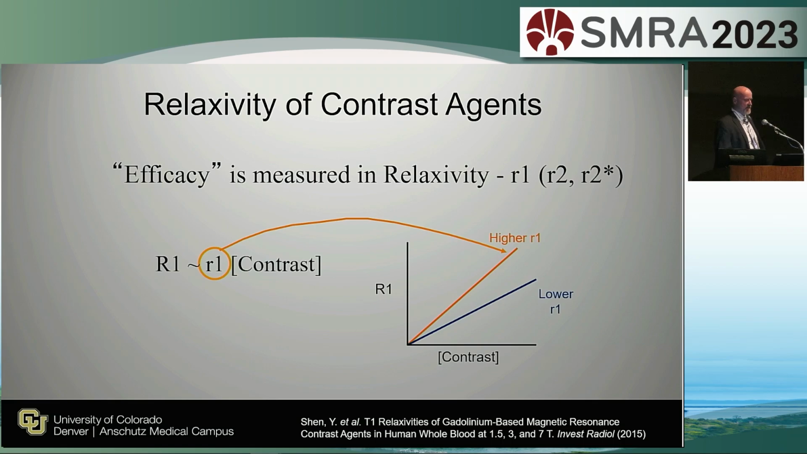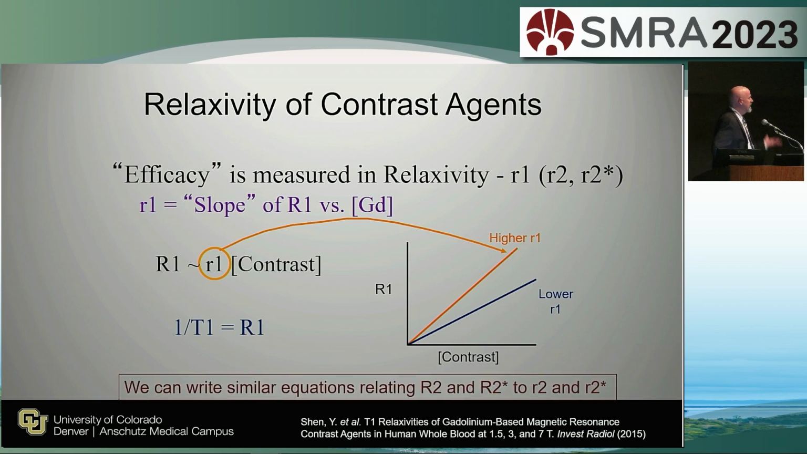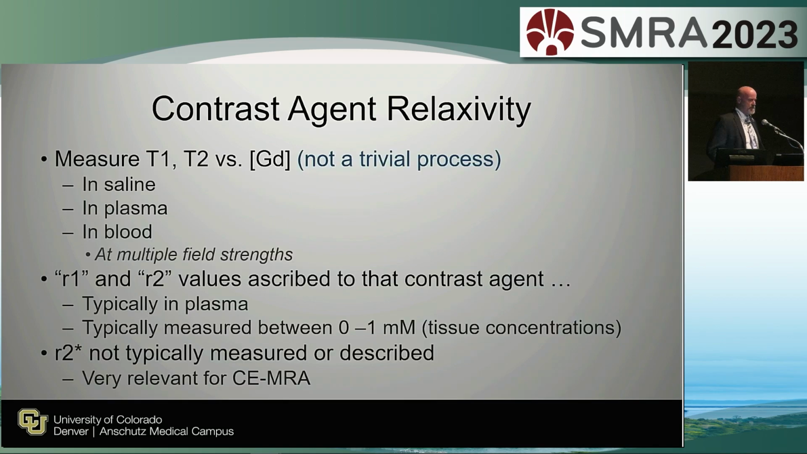And it is defined as little r1, which you can think of as being the slope of the curve, which is looking at big R1, which is, of course, 1 over T1 versus the contrast concentration. So the higher the little r1, the more T1 shortening we're going to get for a given contrast concentration. Of course, we can write similar equations relating R2 and big R2 star to little r2 and little r2 star.